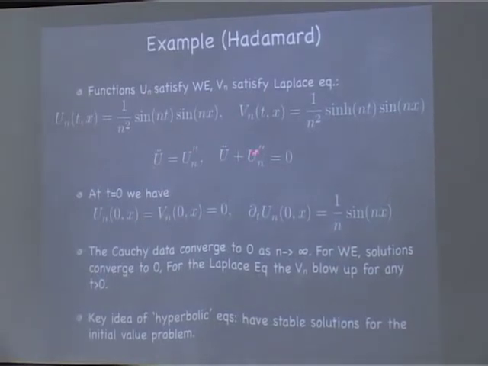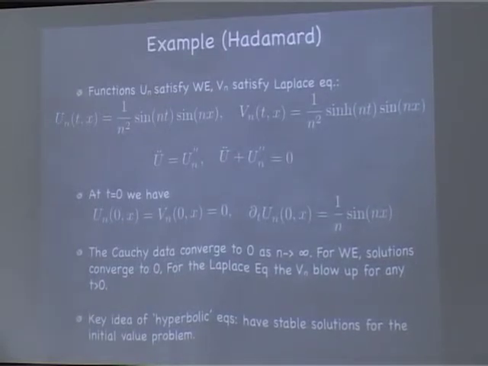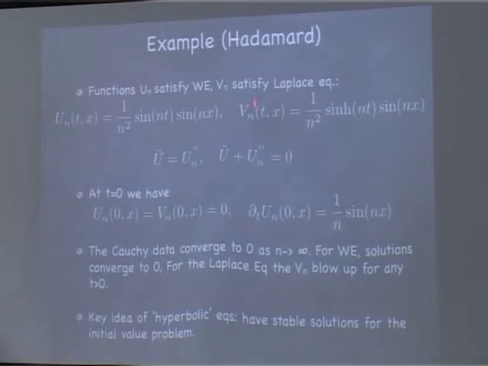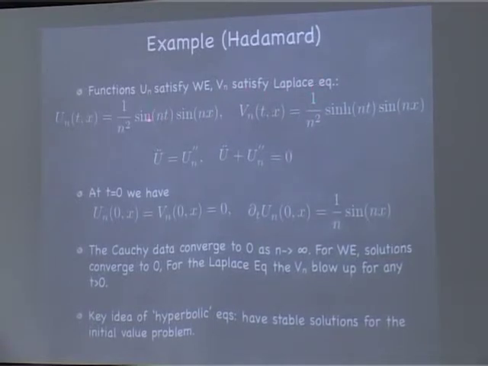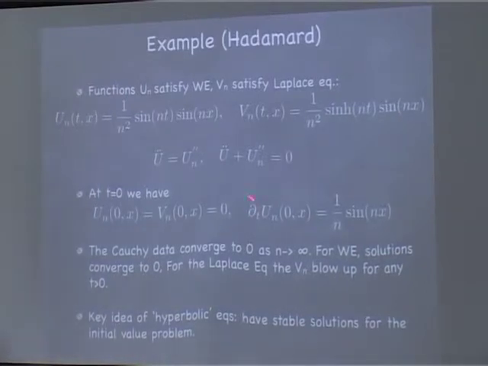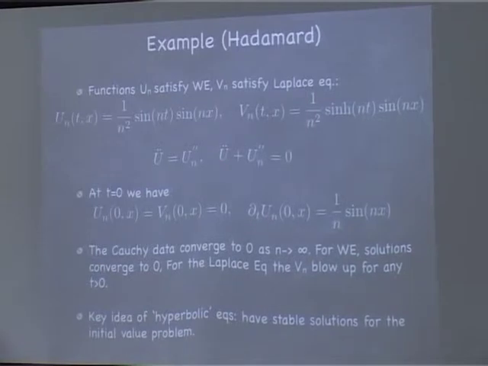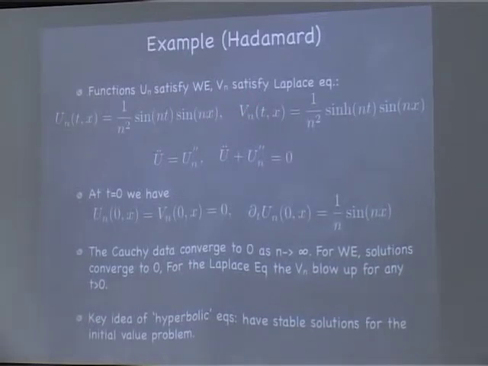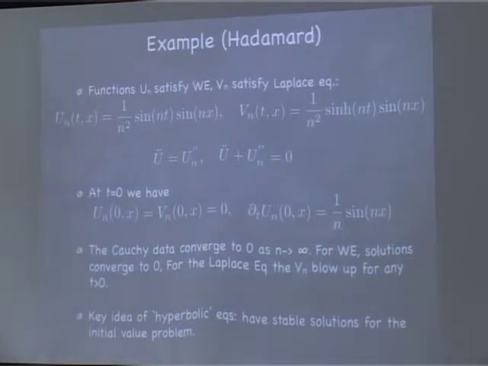So here we have the wave equation. Here we have the Laplace equation, and we consider families of functions which solve these equations. So there's a family u_n of functions, 1 over n squared sine nt sine nx, and another one, v_n, but the only difference is that the first sine becomes a hyperbolic sine. You will realize that I made a typo because these should obviously be v, okay? So the family of solutions u solves the wave equation, and the v's solve the Laplace equation. The only difference is the sign here. It's different, okay?